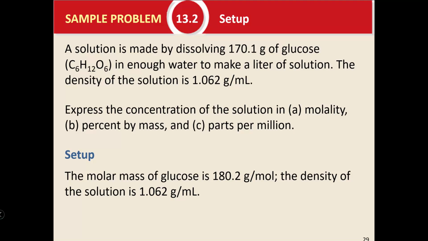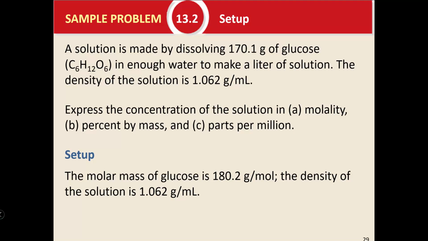All right, welcome back. So this says a solution is made by dissolving 170.1 grams of glucose in enough water to make a liter of solution. The density of the solution is 1.062 grams per milliliter.